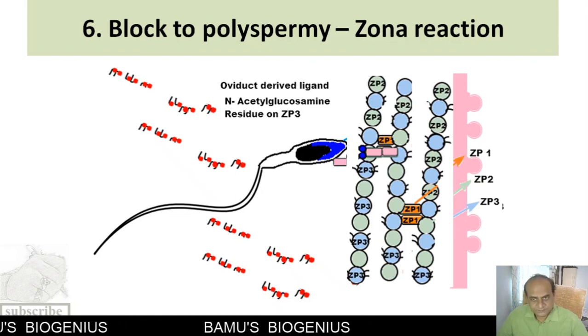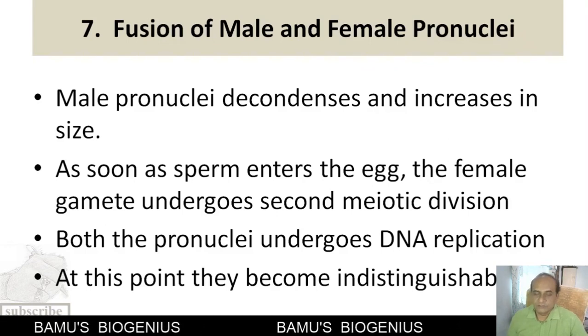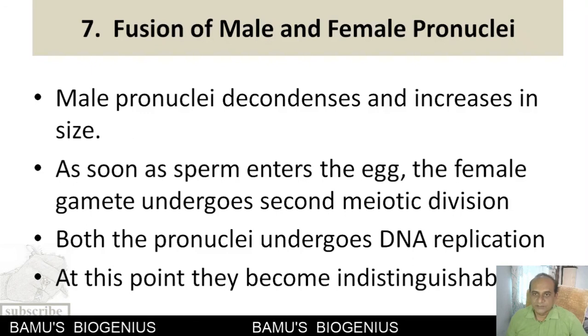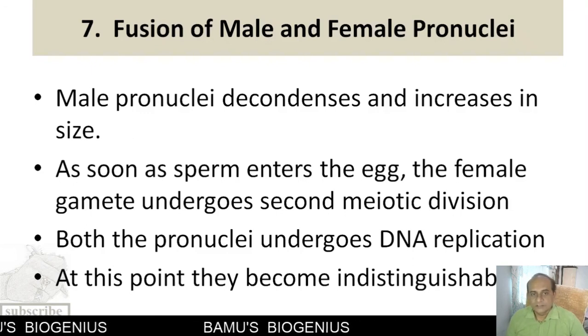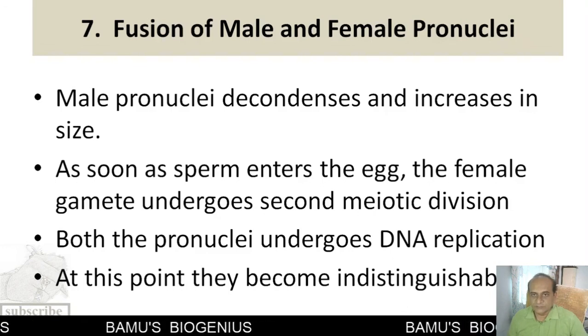Only one sperm is allowed to enter inside the female gamete. The last point is the fusion of male and female pronuclei. When the sperm enters the oocyte cytoplasm, at that time the oocyte undergoes the second meiotic division and forms a second polar body and the ovum.